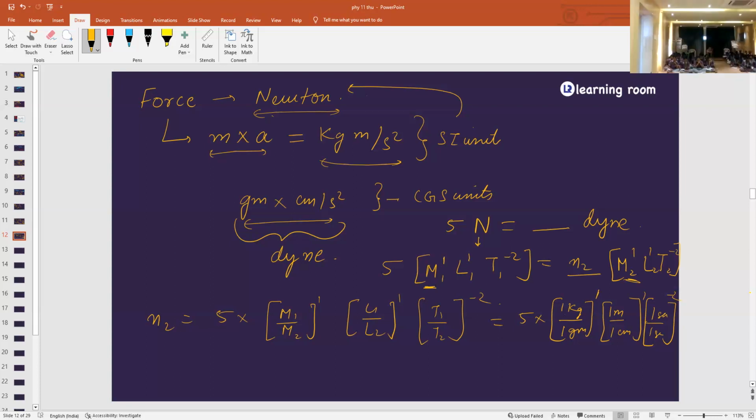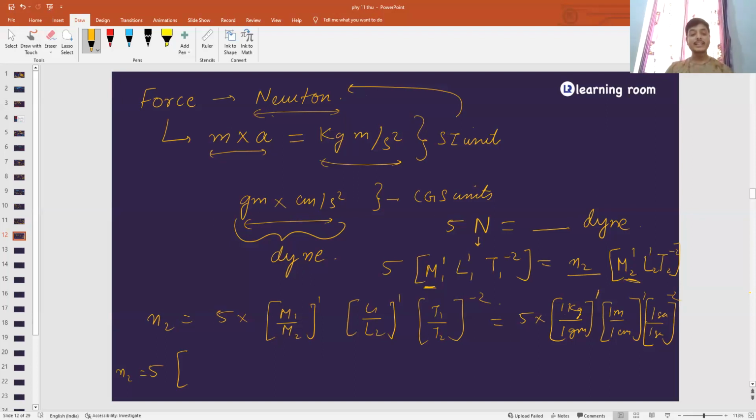Now I'll expand that. N2 is 5 times 1 kg. To cancel kg and gram, I can write kg as 1000 grams by 1 gram to the power 1, multiplied by 1 meter as 100 centimeter by 1 centimeter to the power 1, multiplied by 1 second by 1 second to the power minus 2.